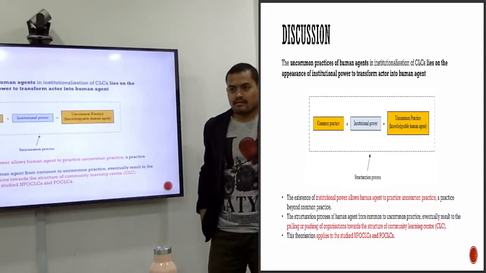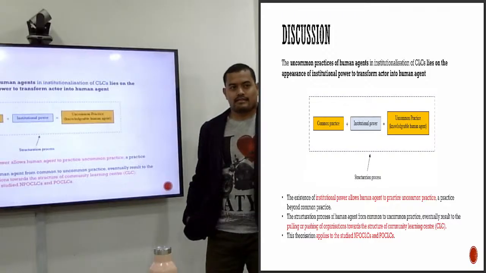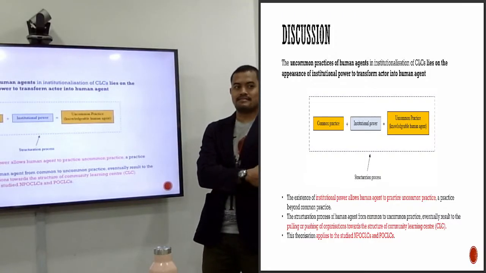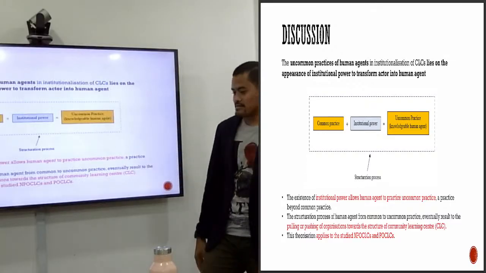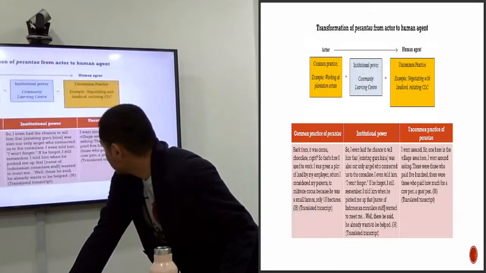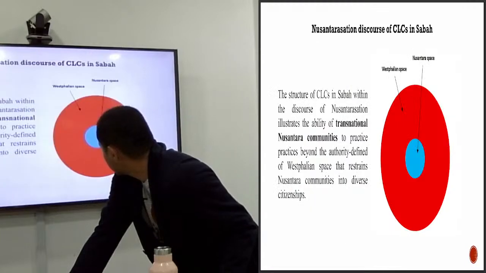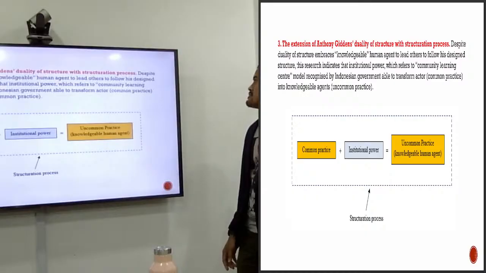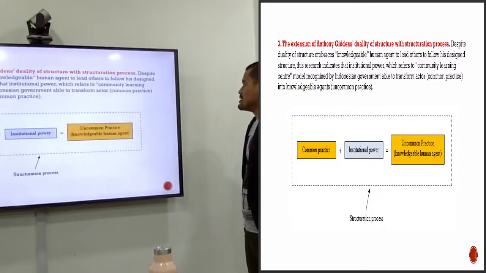Institutional power. When you speak of structuration, people will connect that with Giddens. But it is applicable. You can use that to explain, Hanif. So before they were actors, now they become agents.